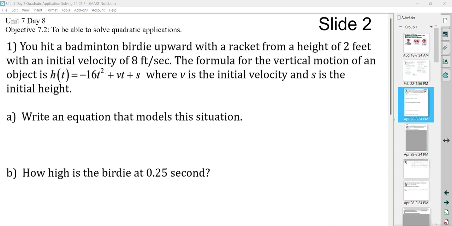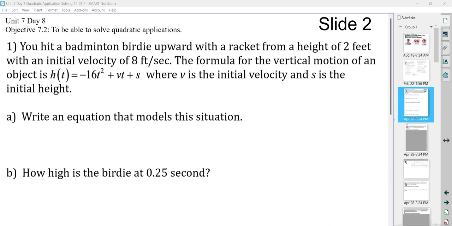Hit a badminton birdie upward with a racket from a height of 2 feet with initial velocity of 8 feet per second. The formula for vertical motion of an object is h of t equals negative 16t squared plus v times t plus s, where v is the initial velocity and s is the initial height. First thing we want to do is to be able to write the equation that models the situation, and then we want to determine how high the birdie is at 0.25 seconds.